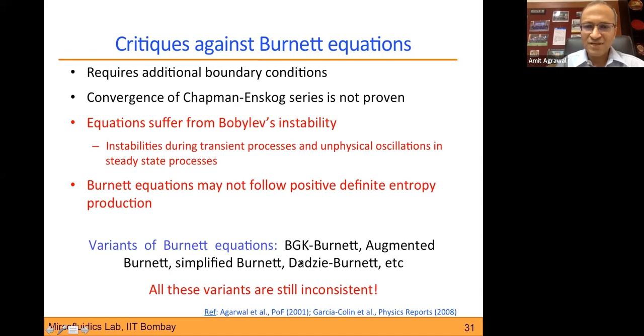and that's why you see this difficulty. You will see that there is a huge amount of literature available on these Burnett equations, and you can see that a large number of variants of these Burnett equations have been proposed because of these issues.